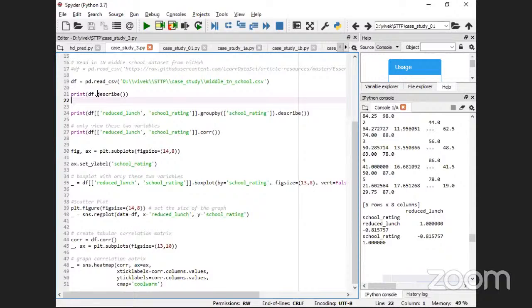And describe is a predefined method to describe the data that has been read from the CSV file. And further, you are going to group this based on two things: one is reduced lunch and the other is school rating. Initially, while doing the review, she noticed that there is some sort of impact from these two parameters. That's why she was very keen to focus on them.